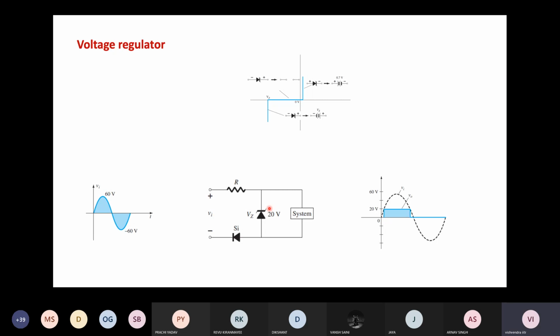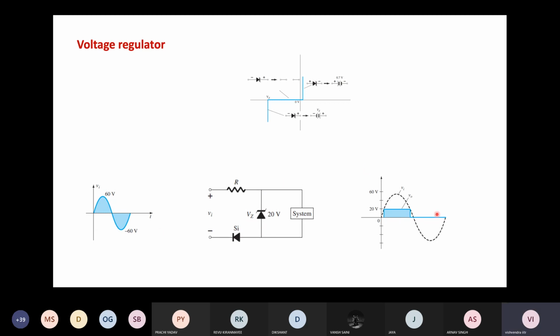So this system is now sort of protected because of the Zener diode. Whenever we are not sure about the voltage fluctuations in the supply and we want to protect our system, our electronic appliance, we put a Zener diode in parallel to the system. And whenever the voltage crosses the Zener voltage limit, the Zener diode does not allow the voltage to increase, and the excess current flows through the Zener diode. And the system is now protected because the excess current is flowing through the Zener diode.